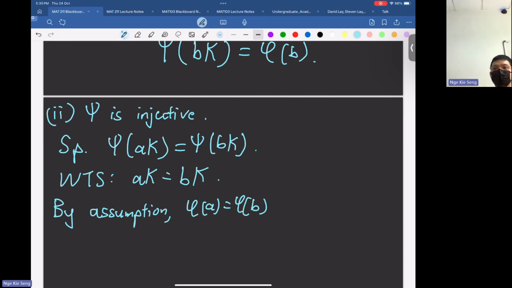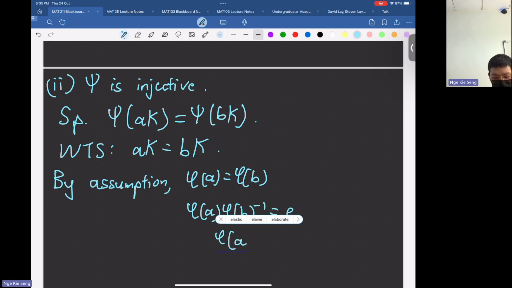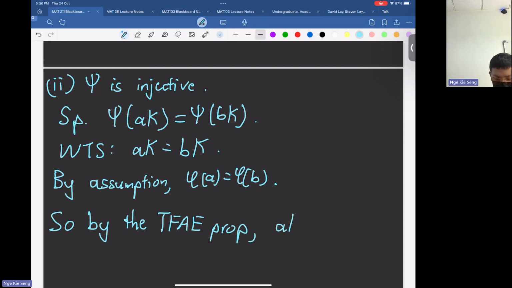Again, this is one of the TFAE statements. If you don't want to use this statement, you can just play around with your homomorphism and then you see that A is in... I think we don't want to go through the proof, because it's a bit tedious, we need to go through the K first. So by the TFAE proposition, we get that AK equals BK. It's the same proof.